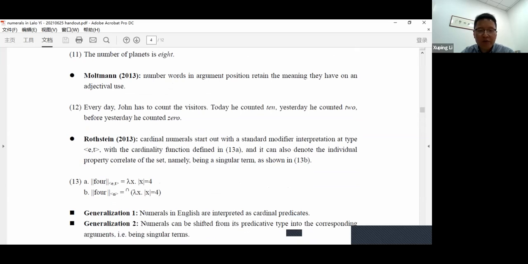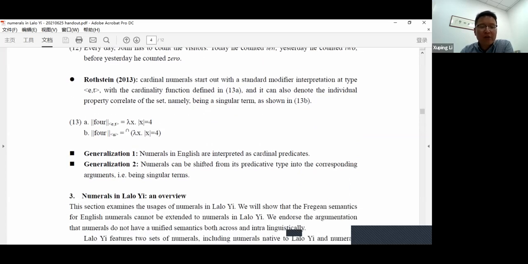Rothstein offers a different view, and she thinks cardinal numerals start with the standard modifier interpretation at type <e,t>, and they can be nominalized to be a singular term. That's the semantics offered in 13A and 13B. So we got two generalizations. It is more reasonable to say numerals in English are interpreted as cardinal predicates, and they can be shifted from their predicate use into the corresponding arguments. All right, now let's move on to section 3, numerals in Lalo: an overview.